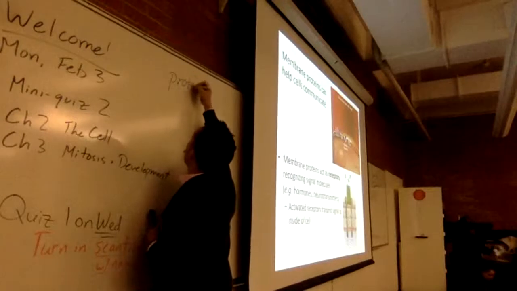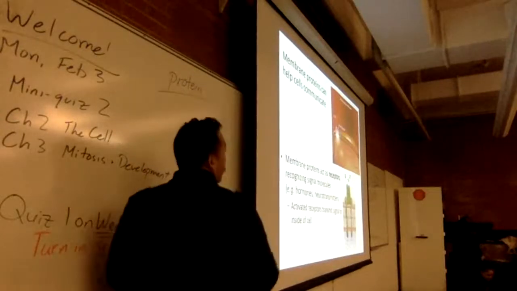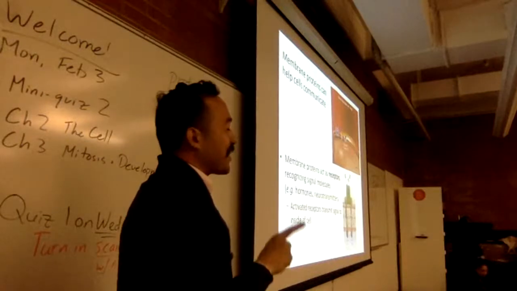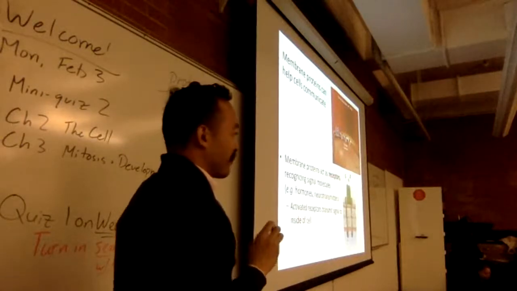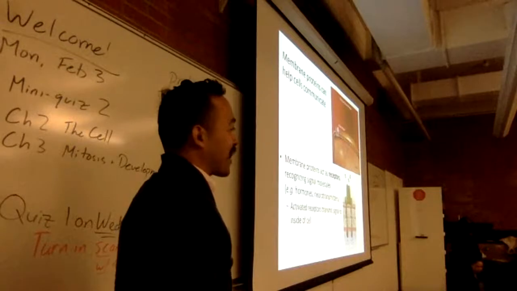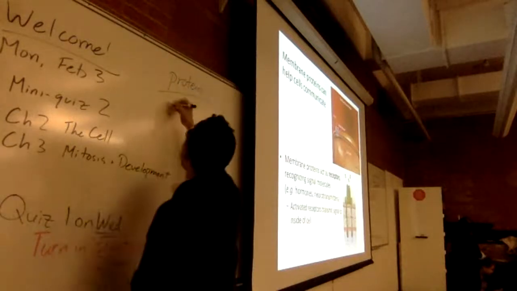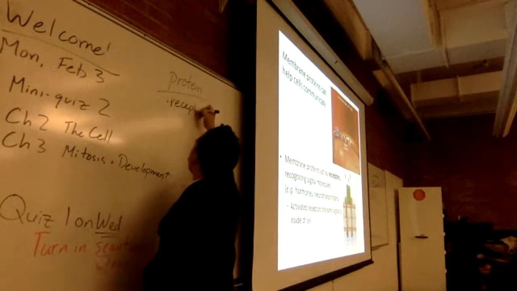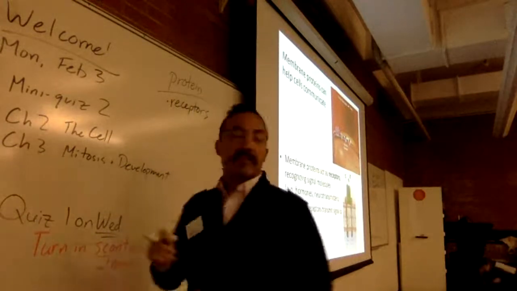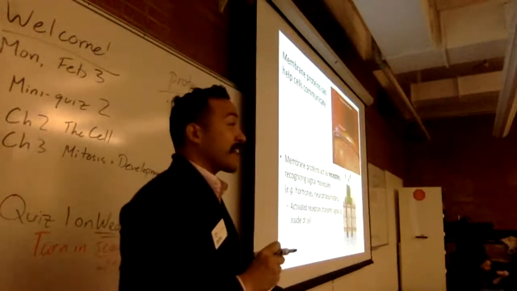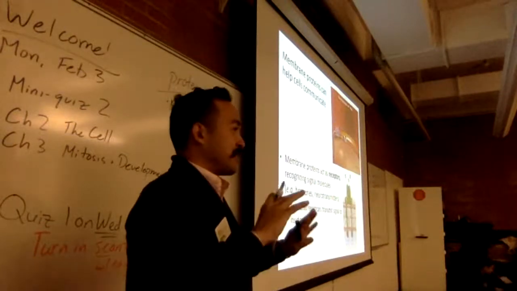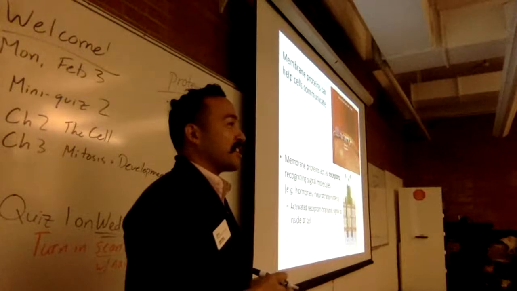How do the glucose channels know to go to the edge? It's complicated. We'll go over a brief example of how that happens. So sit tight on that question. What did I say? Receptors. So proteins can act as receptors. They can bind to molecules and then tell the cell what to do in a process that you'll learn about in physiology.